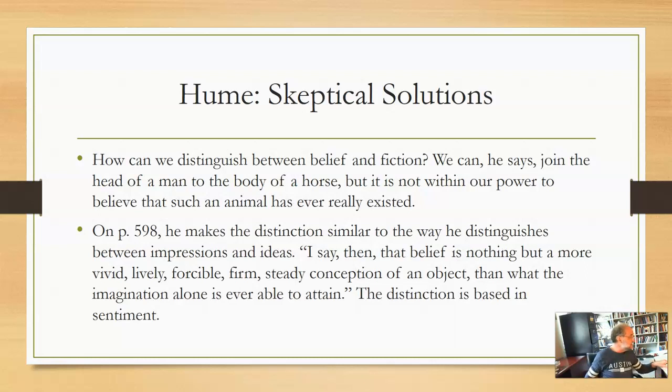On 597 and 598, he discusses this, but his solution is towards the bottom of that page, about halfway down from the second paragraph in the first column of 598. He ends up making this distinction between the two, similar to the way he distinguishes between impressions and ideas. Quotation here: I say then that belief is nothing more than a more lively, vivid, forcible, firm, steady conception of an object than what the imagination alone is ever able to attain. By the way, we cannot fully explain the difference because the distinction is based in sentiment. That is, it's based in custom.